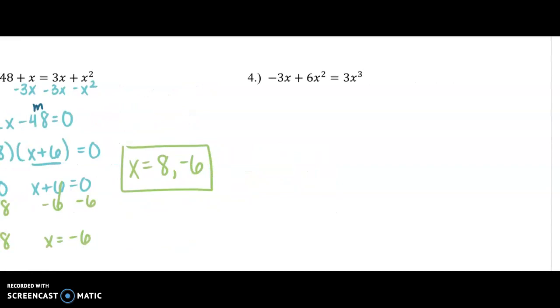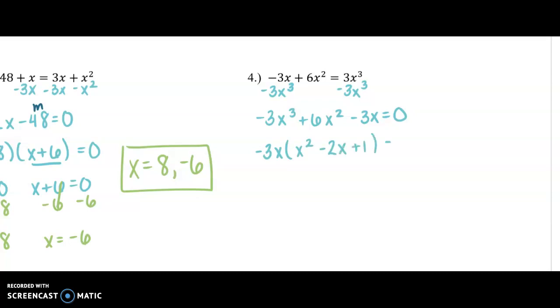Number 4, so over here, I'm going to bring the -3x to the third over to this side. So I have -3x to the third plus 6x squared minus 3x. Again, just putting that in standard form. I can take out a GCF here of -3x. So when I do that, I'm left with x squared minus 2x plus 1, and that's equal to 0.